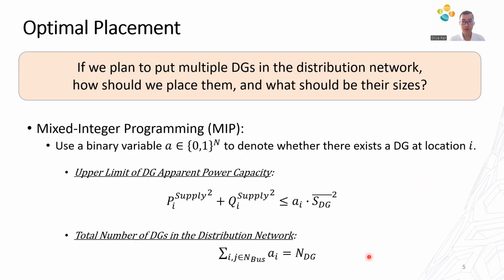With the constraints we formulated, we can look for the optimal locations to place DGs in our system. Also, if we make the active power supply, which is P_i supply here, an optimization variable, we can also get the corresponding optimal size of DGs.